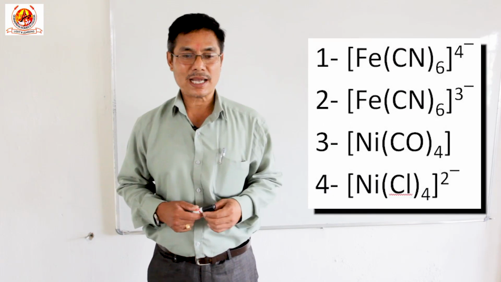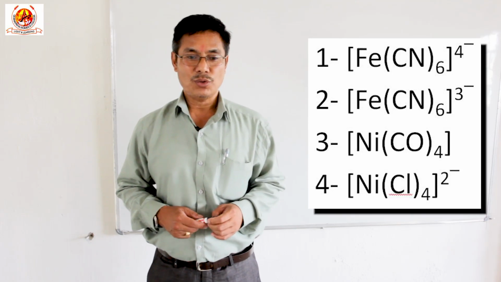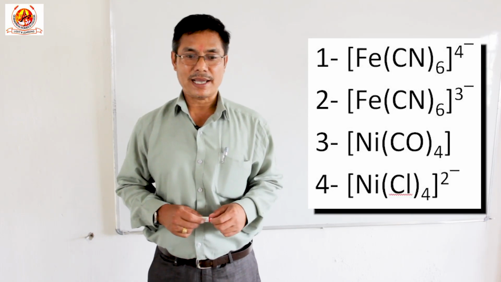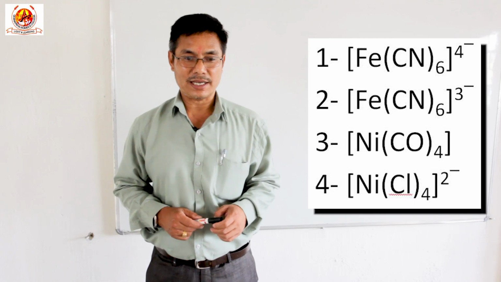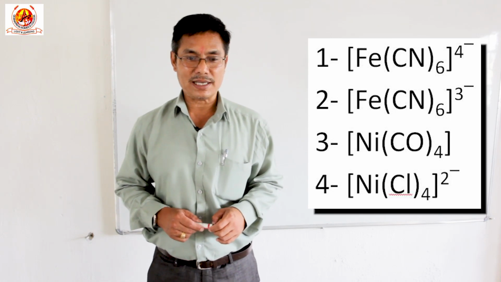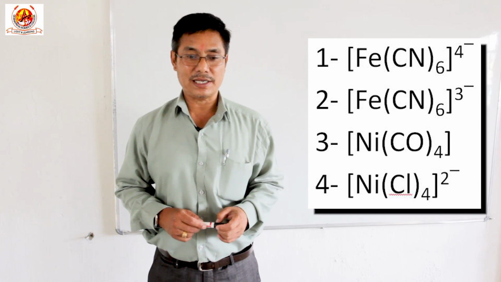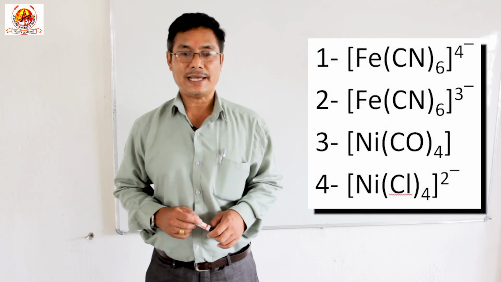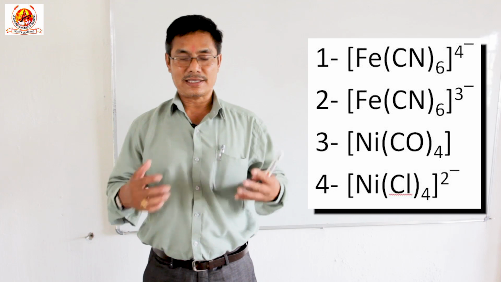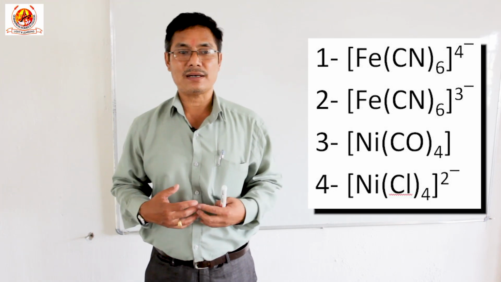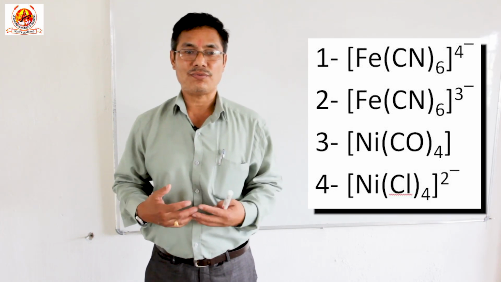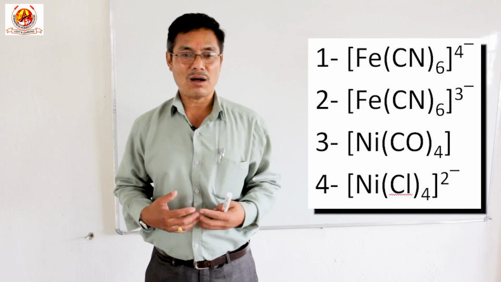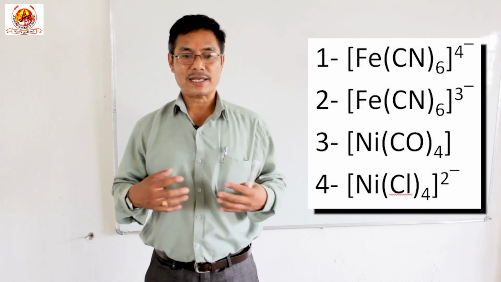Now the first example is hexacyanoferrate(II), the second example is hexacyanoferrate(III), the third example is tetracarbonyl nickel, and the fourth example is tetrachloronickelate(II). These are the examples. There are so many examples we can learn after getting a full understanding of the theory. Now come to the example.